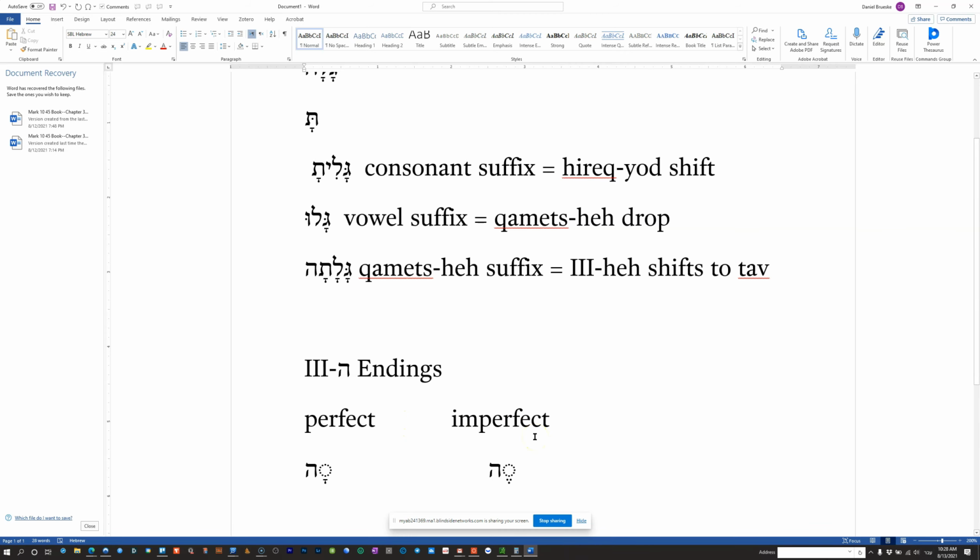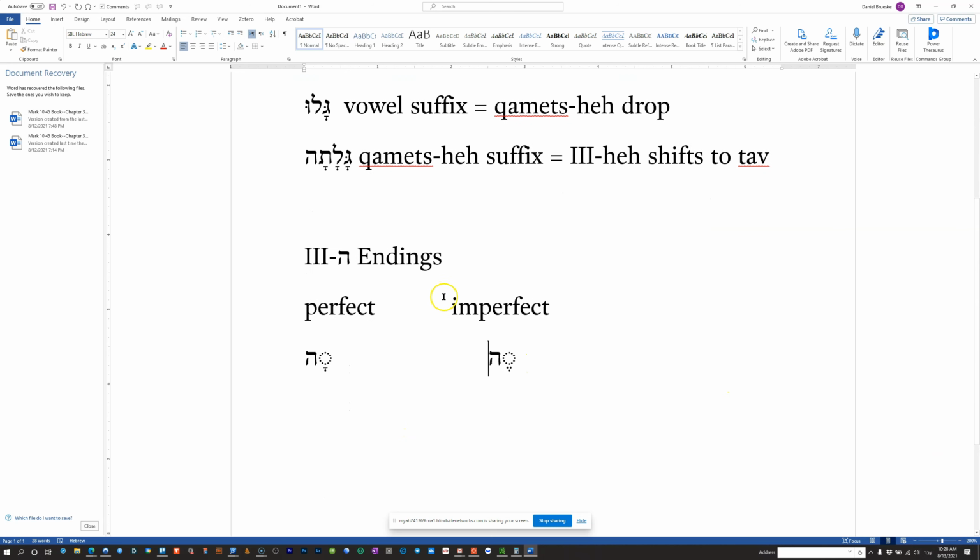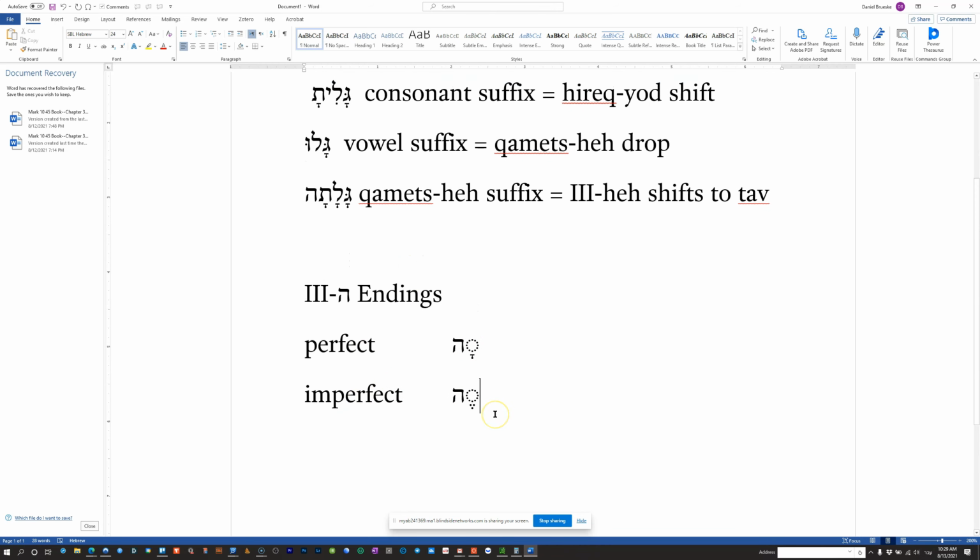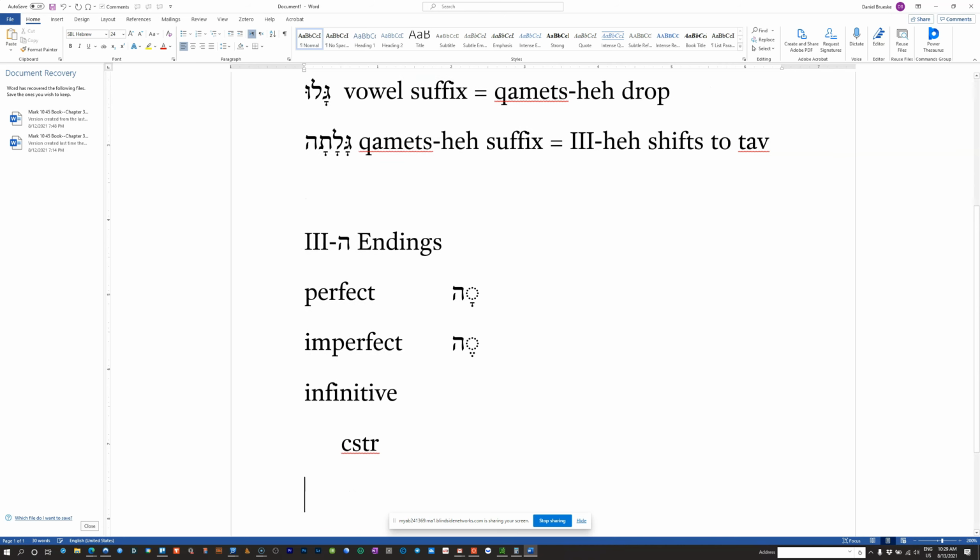This is not the way I want to set up the chart because when we add more, it's going to have to get really long. So let's do it this way. Perfect. There we go. Okay. It's tricky when you're typing in Hebrew because the keyboard goes the wrong way. All right. Later on, we will add to this a few other conjugations like the infinitive, which will have a construct form and an absolute form.